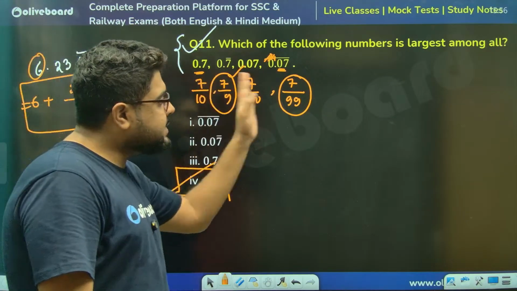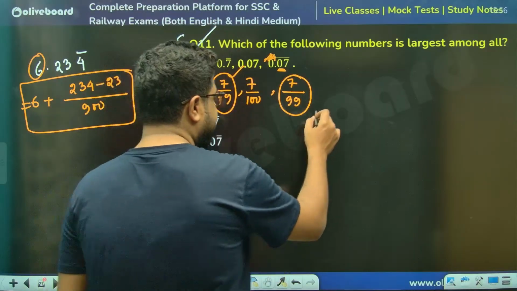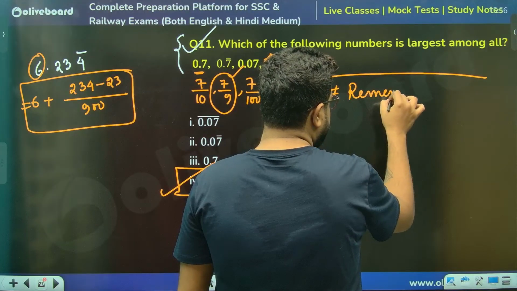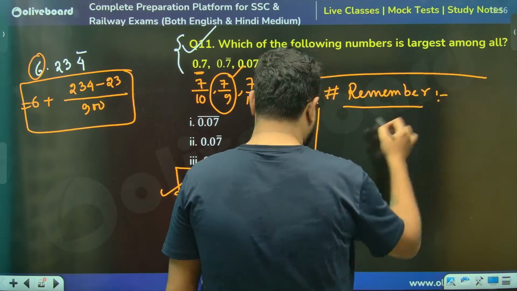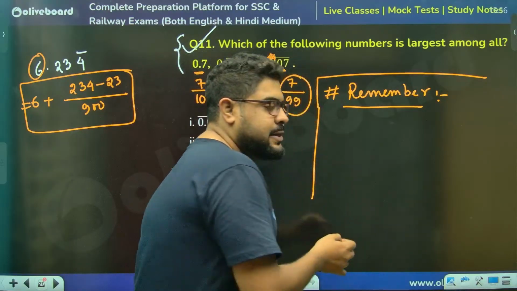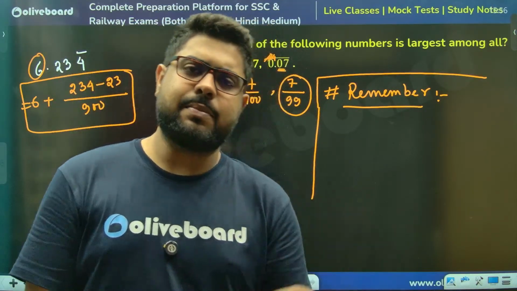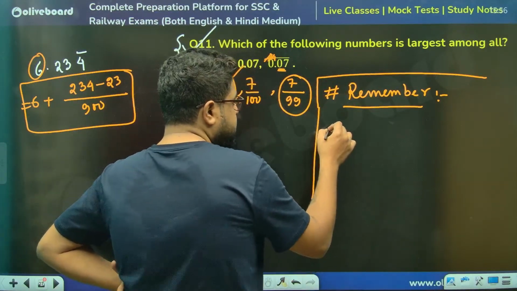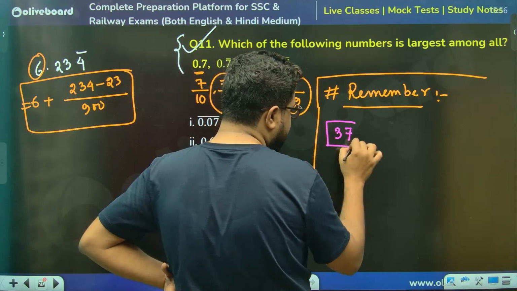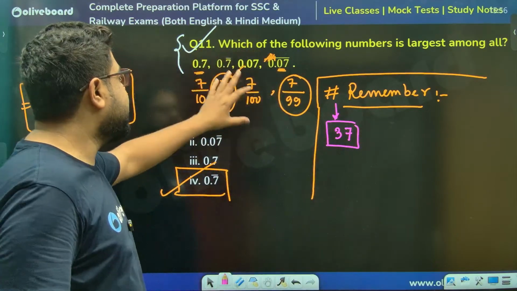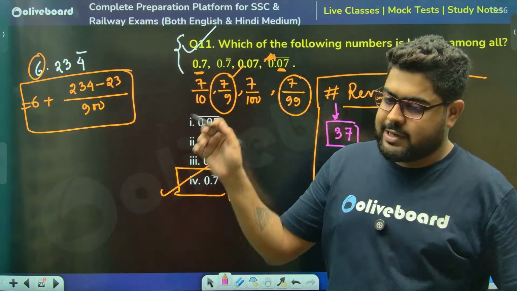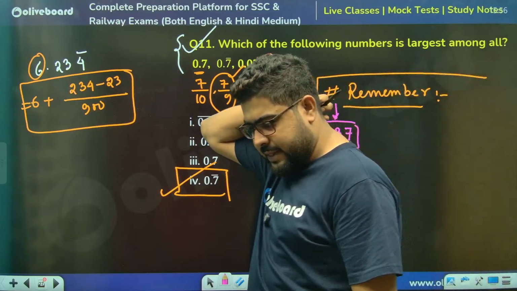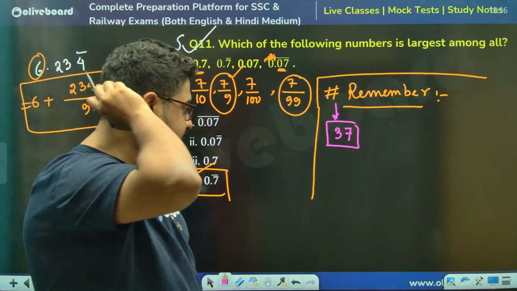Acha. As we're discussing this now, let me just give you one very important thing. I'm just writing it, like, remember. This is not like GS GK. You don't have to remember everything. It is just an observation. Some type of question gets repeated many times. Sir, remember, 37 is a pretty good prime number whenever you are dealing with something of this sort, non-terminating decimals. 37 is a very, very important prime number.